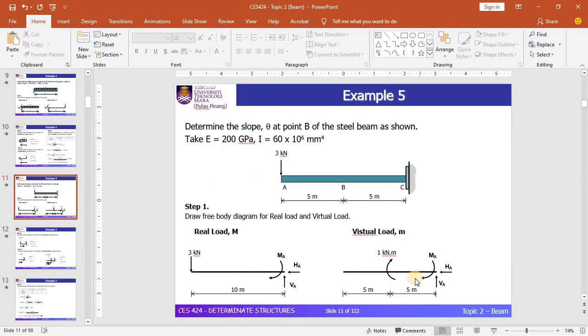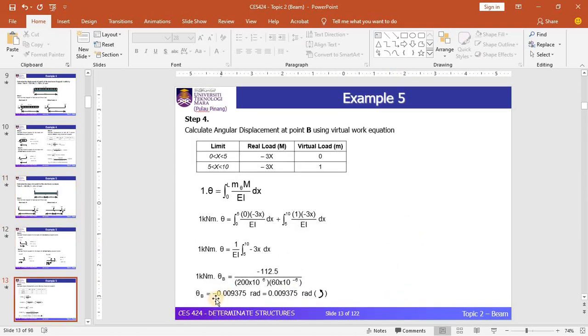If you repeat this problem again by applying 1 unit moment in the other direction, for sure you will get a positive sign. That's why here it shows the actual direction of the beam rotation at point B.